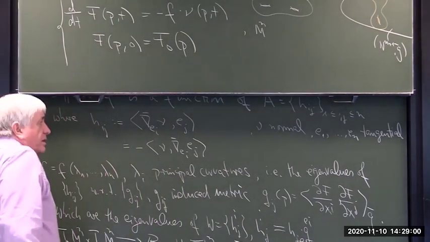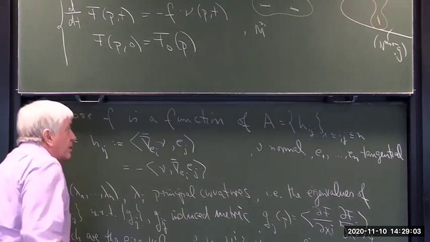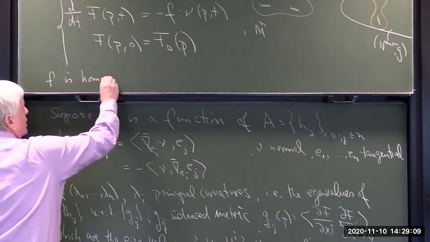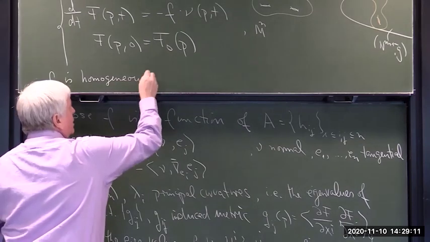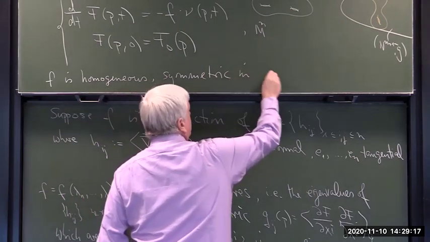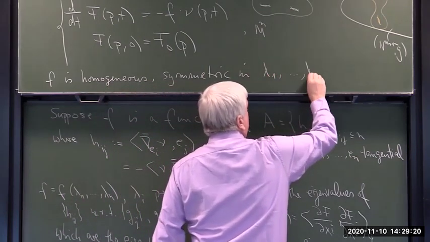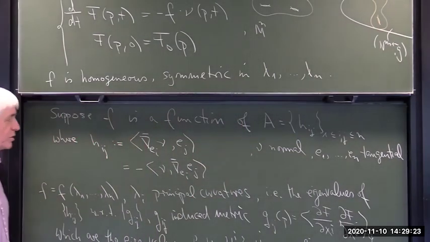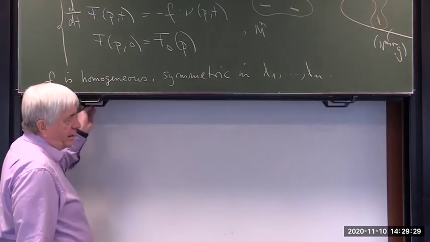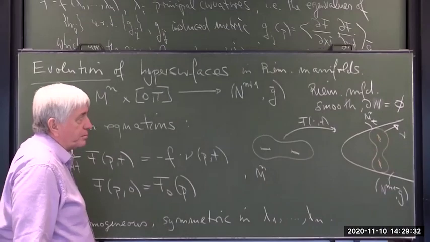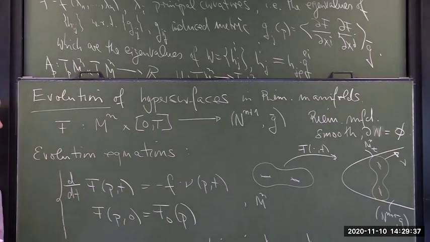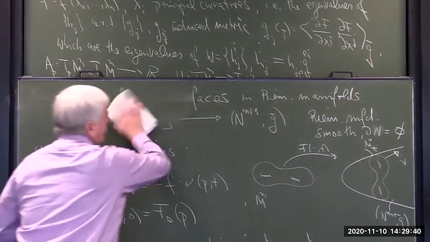So maybe I put this still on this blackboard here. So we want f to be homogeneous and symmetric in the lambda 1 to lambda n principal curvatures here. And the main examples are, of course, things like mean curvature, Gauss curvature, the classical geometric quantities that are studied for such a long time in differential geometry.